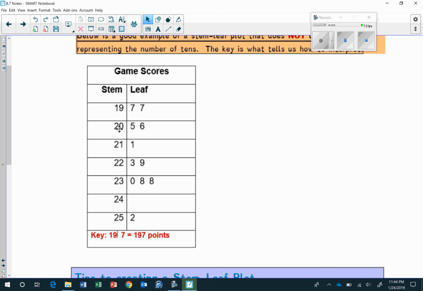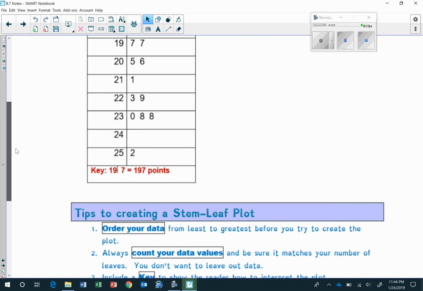So if you look at these stems, they all have 2 digits. So our key says 19 line 7 is 197 points. So if you look at like 23, the stem of 23 and the leaf of 8, that would be 238. That's how you would read that.